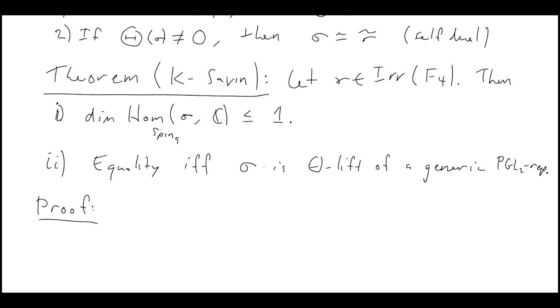I'm sorry, I need to go back and fix 2. Let's see. So we have equality, so that Hom space has dimension exactly equal to 1, if and only if the big theta lift of sigma, which is a representation of PGL2, is generic.